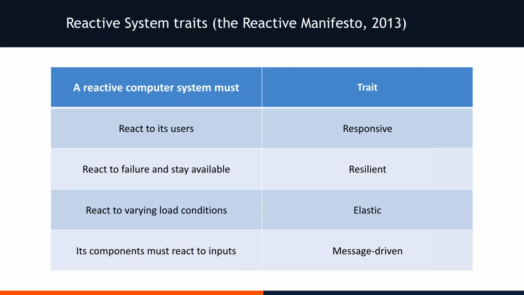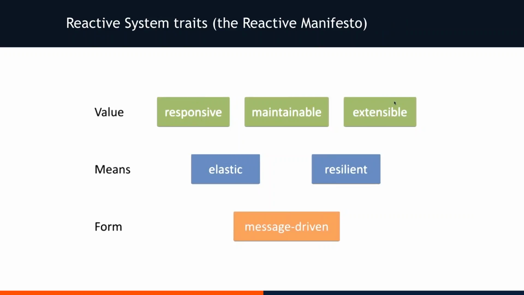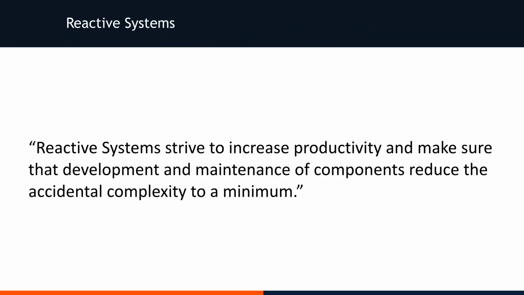Actually, if we want, we can show this diagram and these values better in this other figure, where from the top you have the values that we want to achieve. We want a system that is responsive, maintainable, and extensible. And we get there by being elastic and resilient. And we can achieve this because we're message driven. If you want to sum it up in one sentence, you could say that reactive systems strive to increase productivity and make sure that development and maintenance of components reduce the accidental complexity to a minimum.